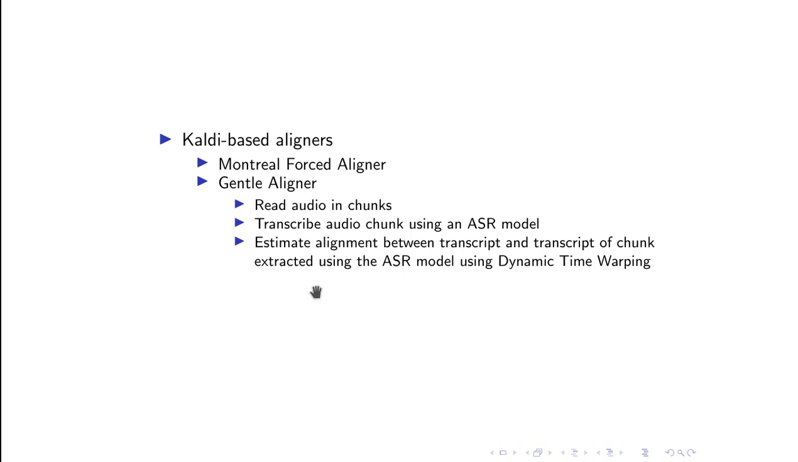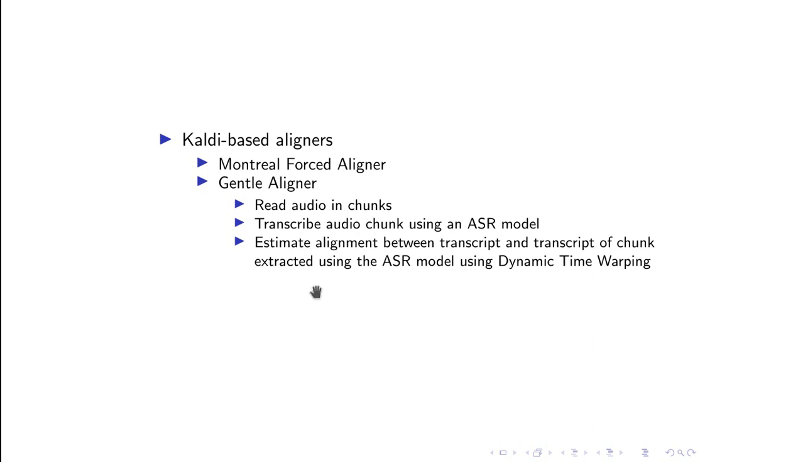In my work, I've used the Kaldi open source toolkit to build ASR models. There are a few Kaldi based forced alignment toolkits. The most popular of these is the Montreal Forced Aligner. Again, I would encourage you to read about the Montreal Forced Aligner. But in this particular presentation, I'm going to use another aligner which is called the Gentle aligner, mainly because it has a Python API and it's much simpler to use.